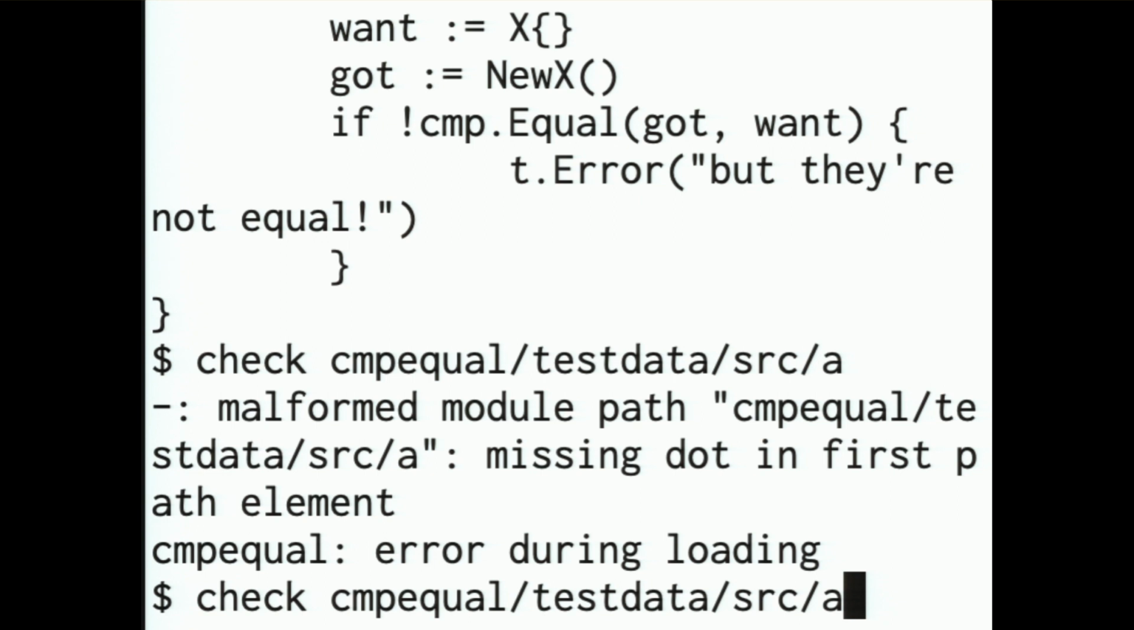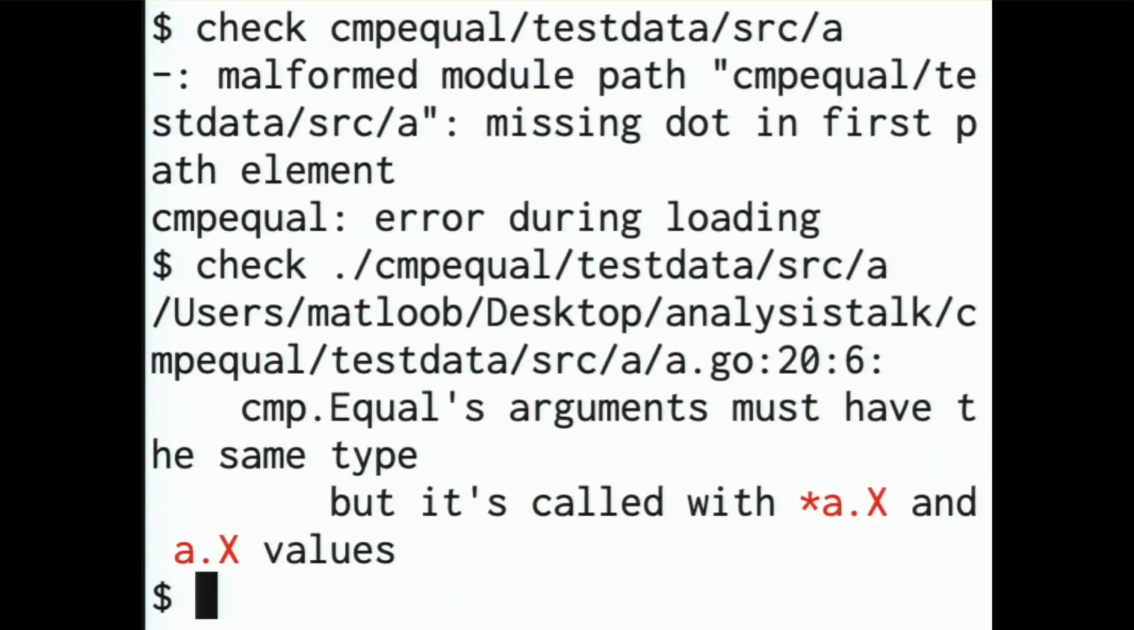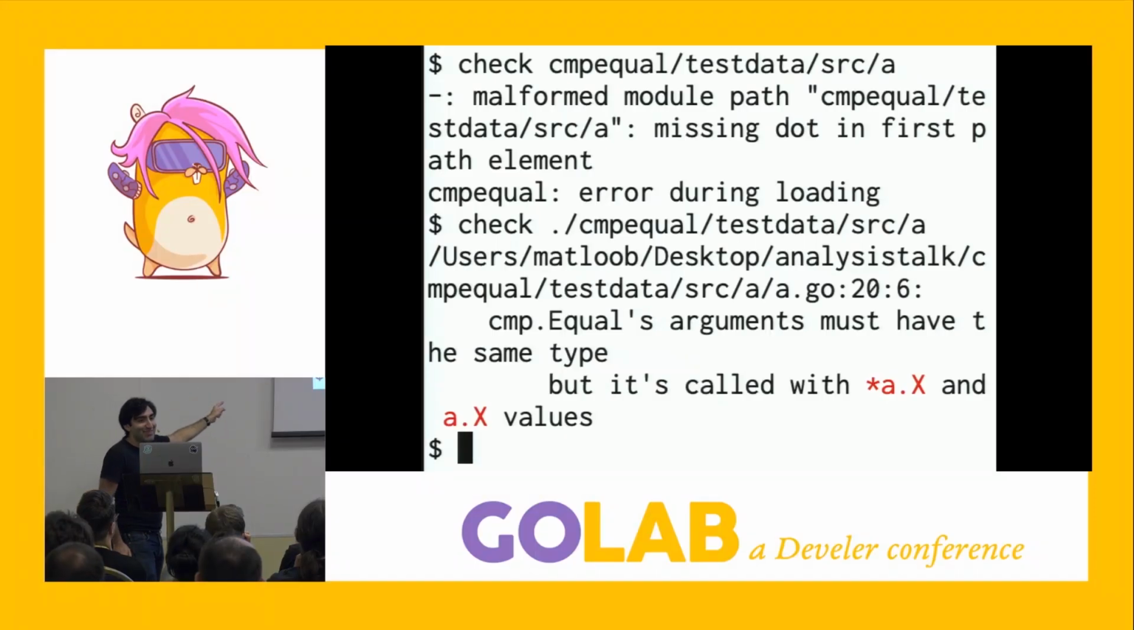And I need to provide a relative path because I'm in a module. Oh, wow. So it says comp.Equal arguments must have the same type, but it's called with a pointer to X and an X. So this is exactly what we needed when we were trying to figure out what was going on. So for this, we needed to know to run this tool to see this message. So it might not seem that helpful, but I'll show you a case where it's even more helpful later on.